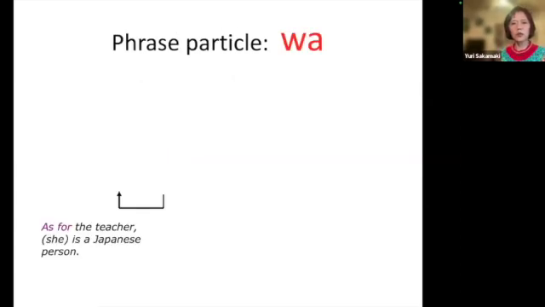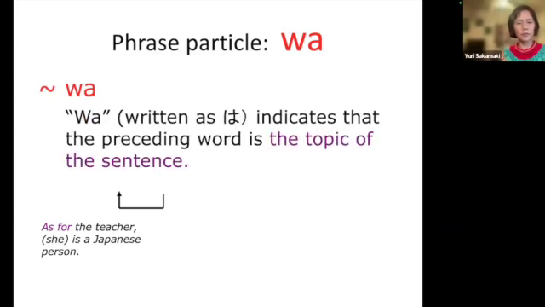So now I want to introduce one phrase particle, which is wa. So phrase particle comes after a noun. So there's a noun and then wa. Remember in the hiragana lesson video, I talked about a special rule. If it's a particle wa, then we write that with ha, but we read it as wa. A little bit complicated.